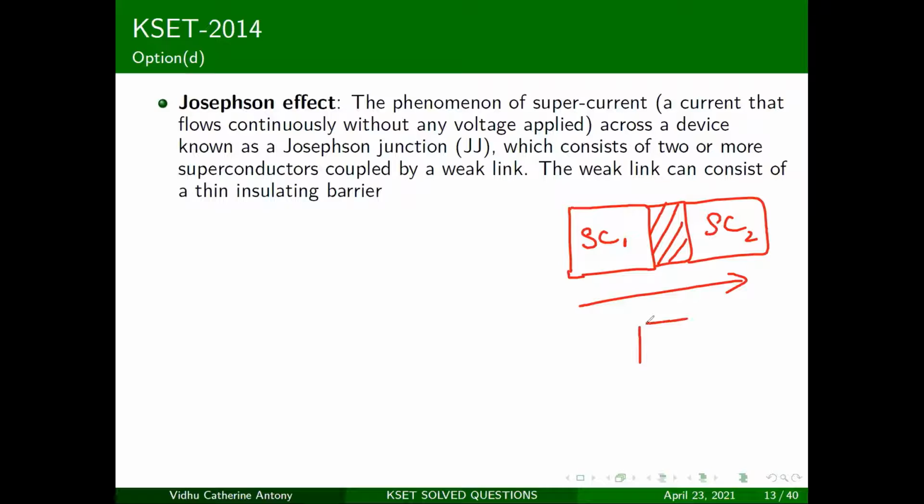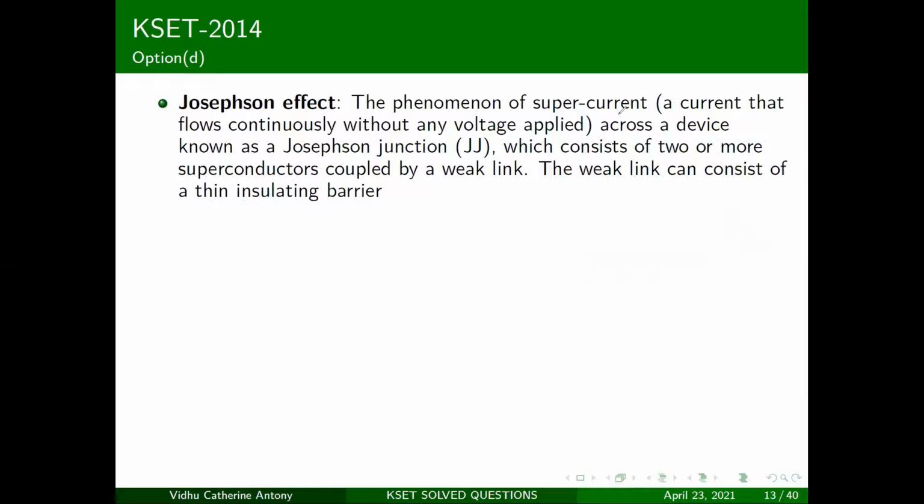Normally in a superconductor, at a particular critical temperature, you do have a current that flows through it. But in this junction, you have two different types of superconductors bridged by an insulator, and you see that even though the insulator is not superconducting, the current passes through. The phenomenon of supercurrent, a current that flows continuously without any voltage applied across a device, is known as a Josephson junction, which consists of two or more superconductors coupled by a weak link.